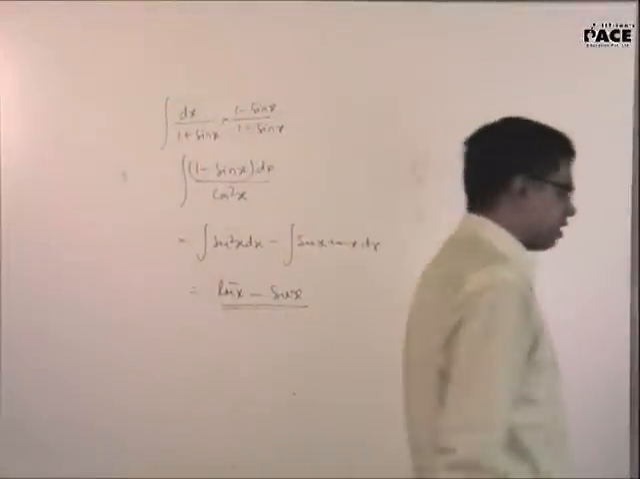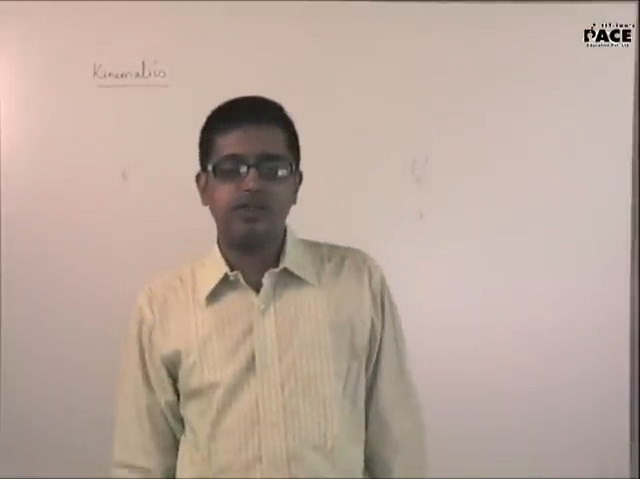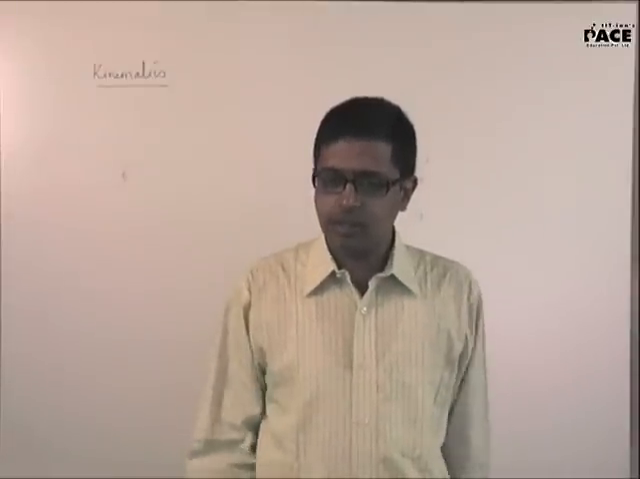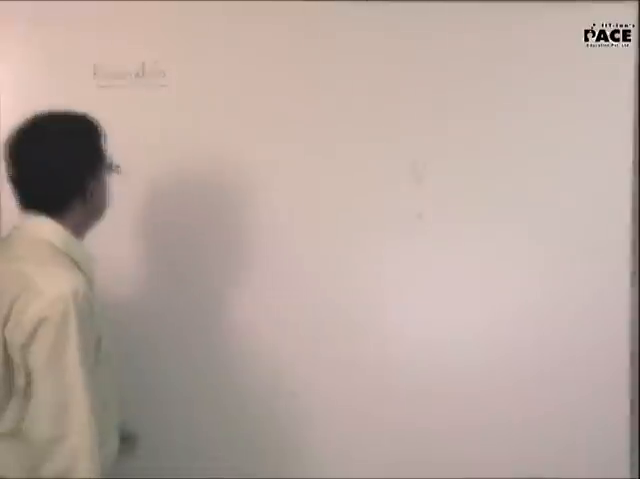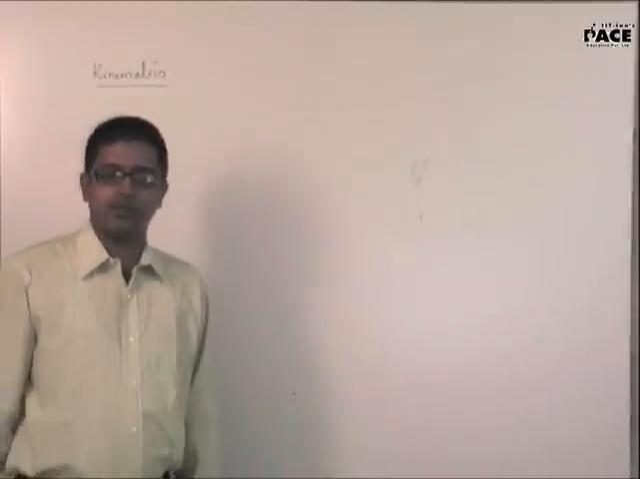In that case we start with kinematics. We derived the three formulas: v equal to u plus at, s equal to ut plus half at square, and v square is equal to u square plus 2as. Did we derive them in calculus? Yes, sir. Fine.